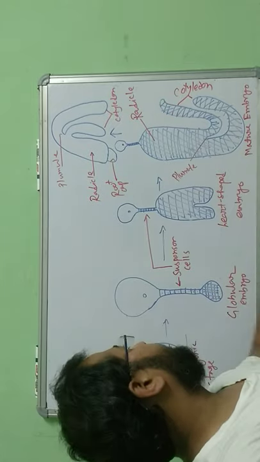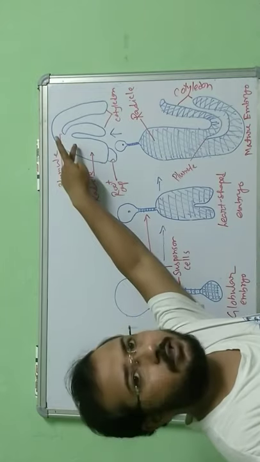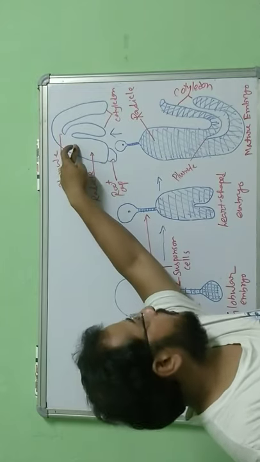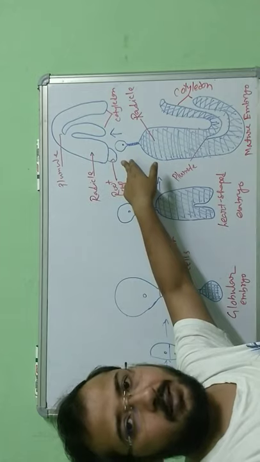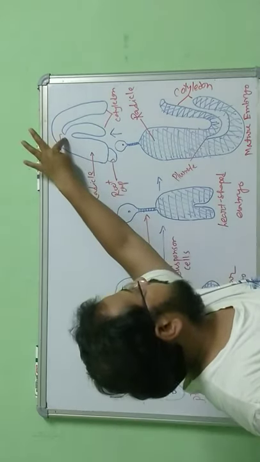Okay, hypocotyl part, which this part is actually the hypocotyl part. I have not labeled, you can label it here. This part is the hypocotyl part, which ends up at the root cap. And the epicotyl part, which ends up at the plumule part.